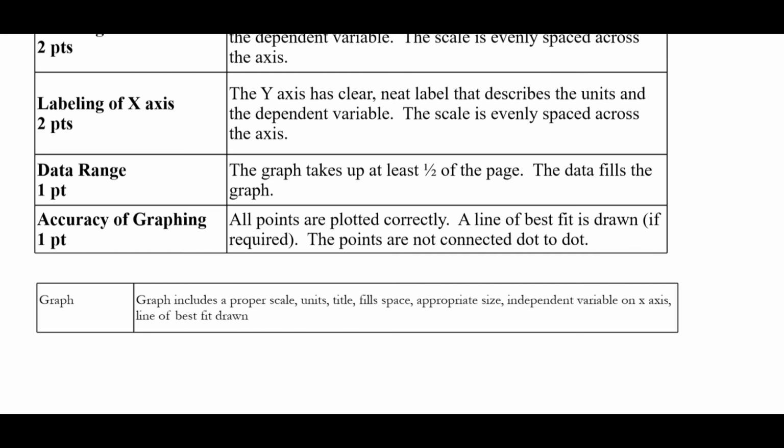I hope this helps your understanding of what's required to be successful making a graph in chemistry class. Thank you.